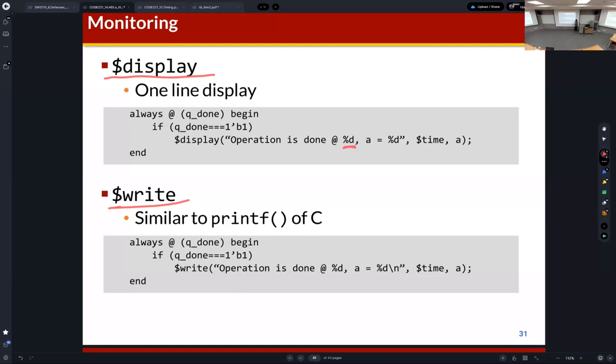So it means that if we want to change the line, then we need to add the end of line signal, the EOL. Actually, slash n represents the end of line. In the printf function, we also add slash n. So it represents the end of line. So we can also use the dollar write function in SystemVerilog.